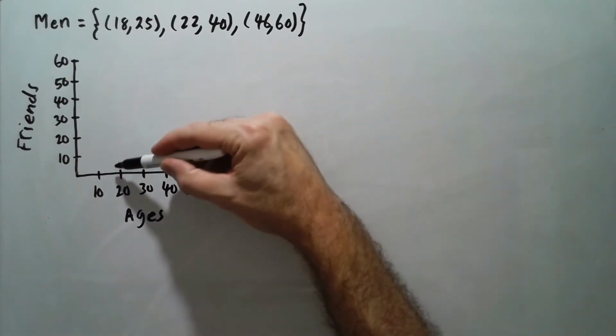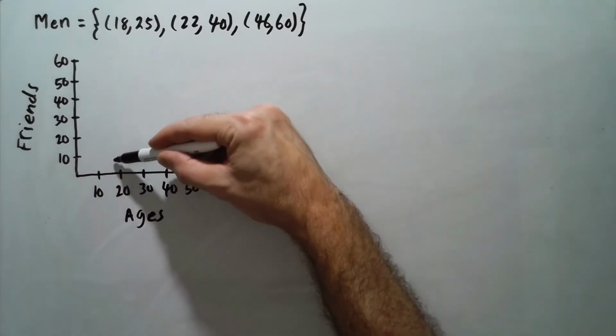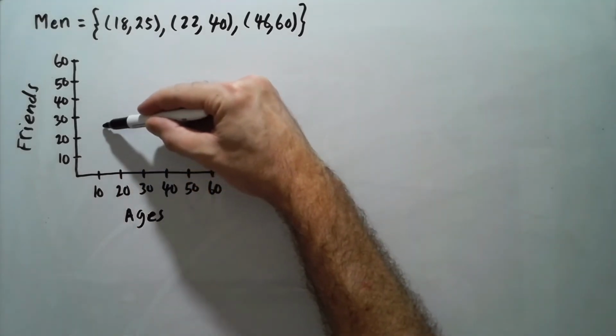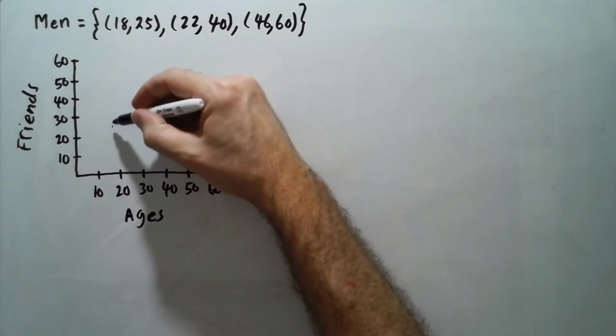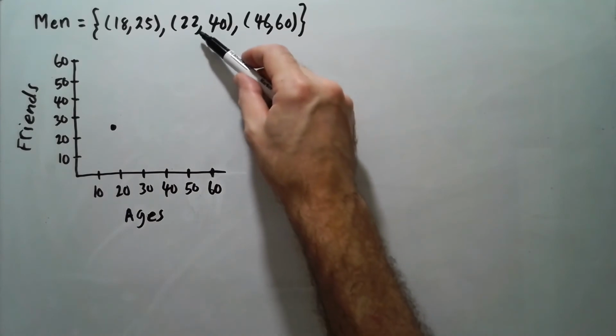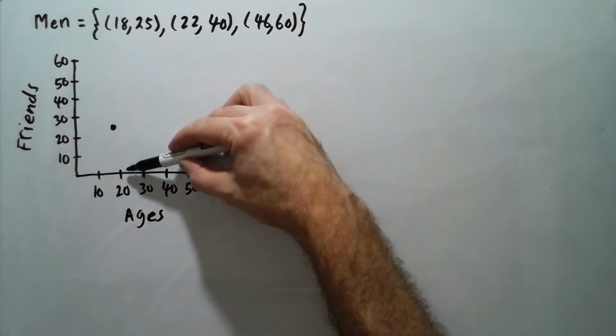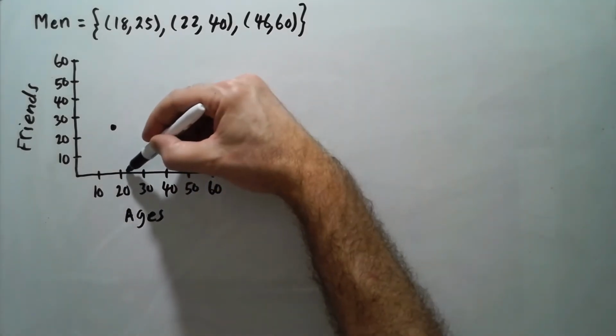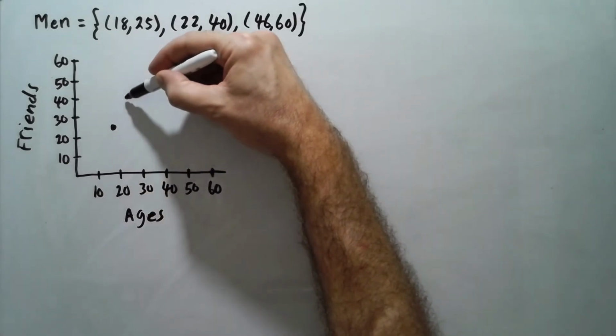So 18 would be about there. Then you go up to 25. 25 is about there. So it would be here a point. So that's our first point. And the next point is 22, 40. So 22 is about there, say. Then up to 40.